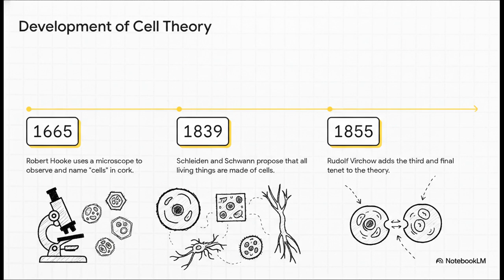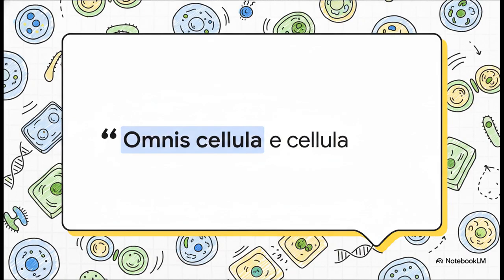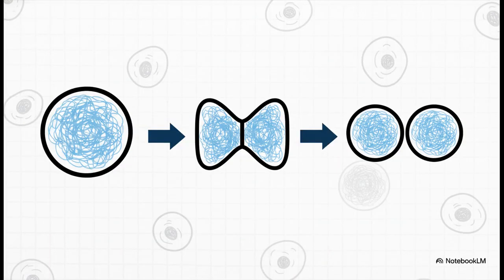Well, in 1855, a physician named Rudolf Virchow finally provided the answer. He stated it in this absolutely elegant and powerful Latin phrase, omnis cellula e cellula, which means, very simply, all cells arise from pre-existing cells. No more ideas about spontaneous generation. Life only comes from life. This was the last piece of the puzzle, and it clicked everything into place.